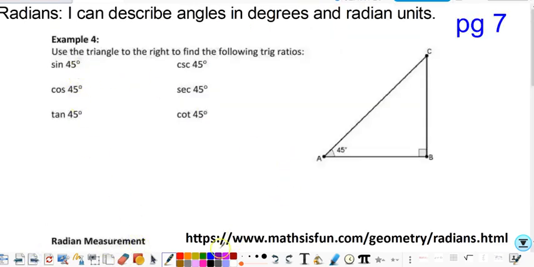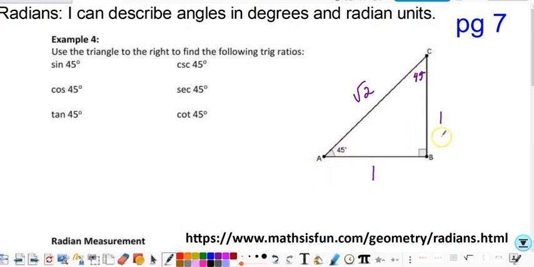All right, now we've got 45 degrees. So on page 7, pause the video and look back at the special 45, 45, 90 triangle and label those side lengths. There's going to be 1, 1, root 2. For the 45, it doesn't matter whether you look at the top one or the bottom one. It's isosceles, so it's going to be the same.